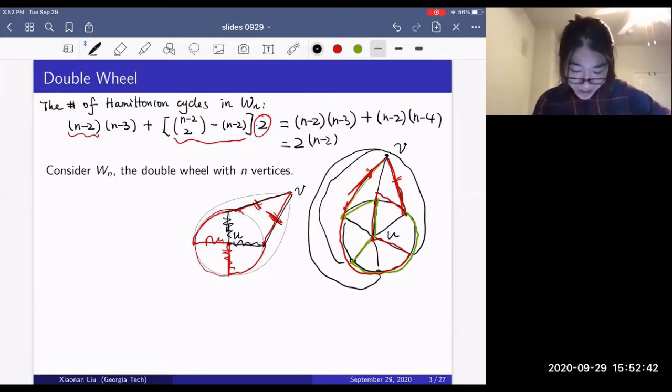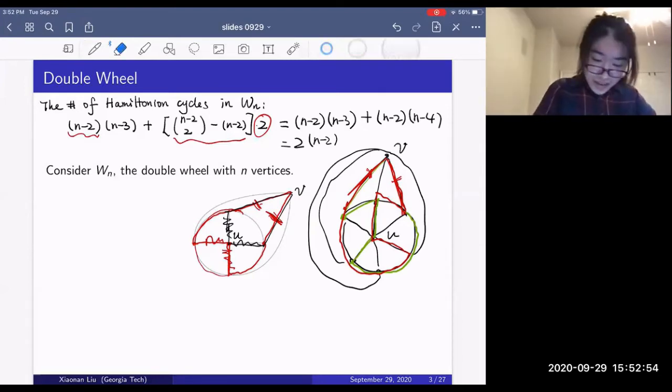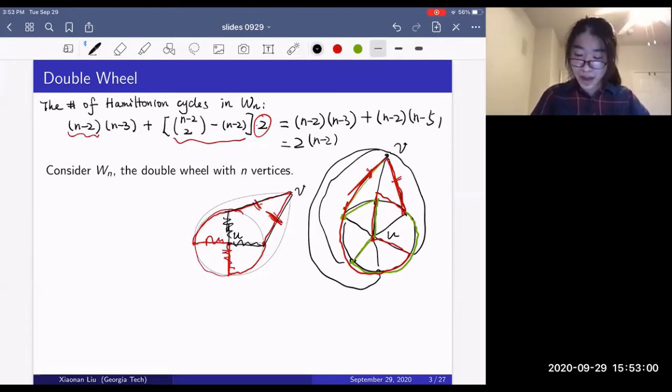Let me think about this one. Maybe there is... is it correct? N minus 2, n minus... Oh, sorry, this should be 5, not 4. Then we get it should be 2 times n minus 2, n minus 4. Okay. Yeah, so now we calculate this one.